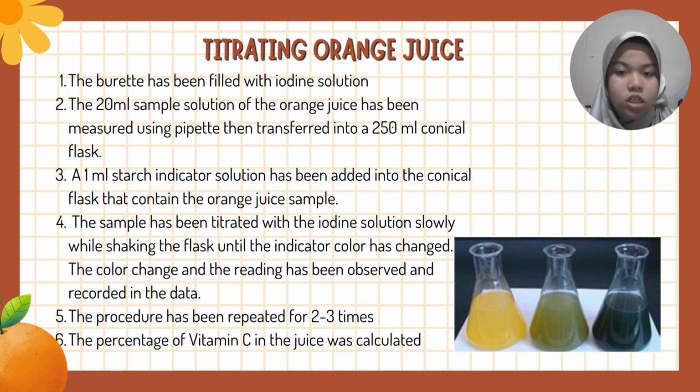So the color change and the reading has been observed and recorded in the data. This procedure has been repeated 2 till 3 times to get accurate results, and the percentage of vitamin C in the juice can be calculated.